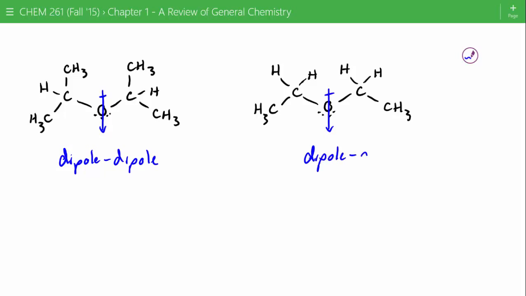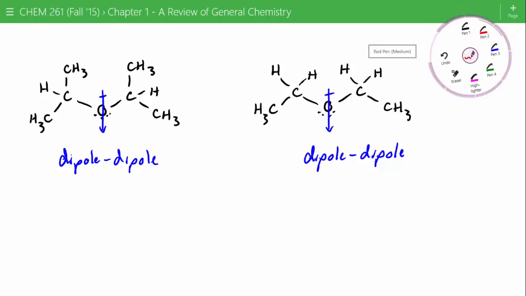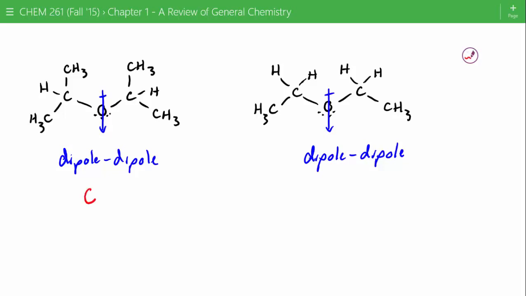Which one has the higher boiling point? Why does the first one have the higher boiling point? Yeah, bigger surface area. So in this case, you can use mass, but it's not just mass that really matters. You also have to look at the complete surface area. So in this case, the boiling point for the one on the left is 68.5 degrees. The one on the right is 35 degrees.